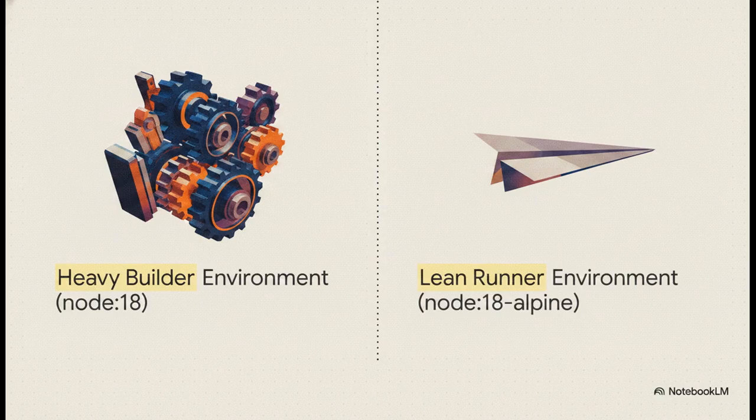Now, what's really interesting about this slide is the stark visual contrast between our two environments here. On one side, we have our heavy builder environment using the standard bloated Node 18 image. On the other side, we are kicking off Stage 2 with a highly secure, incredibly lean environment using Node 18 Alpine. We aren't carrying anything over automatically. We are starting completely fresh with a tiny, optimized footprint.